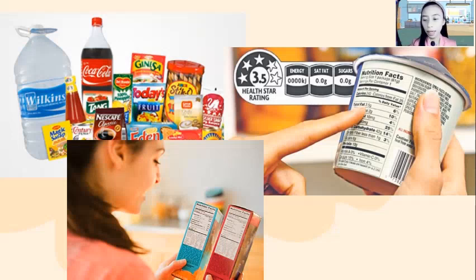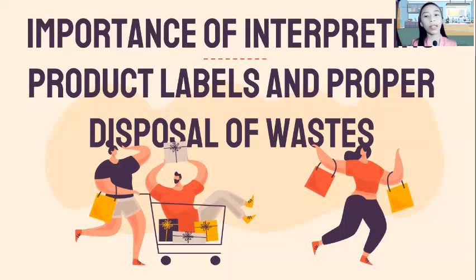Okay? And aside from the name of the product, one of the elements of a good product label is that it also provides customers with information to help you in your decision to buy or to help get the best out of using the product. So what is the purpose of a product label? Again, the identity of a product is determined by its label. Our lesson for today is about the importance of interpreting product labels and proper disposal of waste.